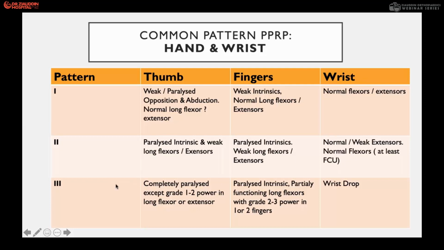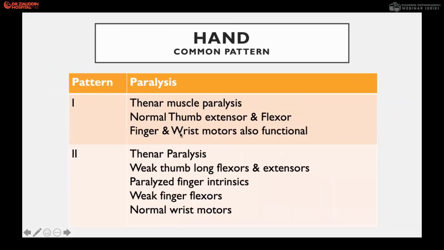Then the third pattern is complete paralysis of the thumb muscles, with grade 1 to 2 power in the long flexors and extensors. There is paralysis of intrinsic muscles of the fingers and partially functioning long extensors, with grade 2 to 3 or grade 1 to 2 power, and clawing of the fingers. Also, since there is significant paralysis of the long flexors and extensors, there is wrist drop as well. So the surgeries here follow the same pattern for the hand.